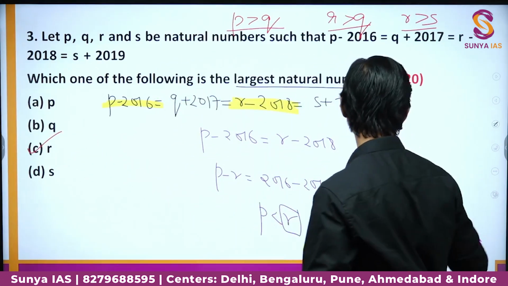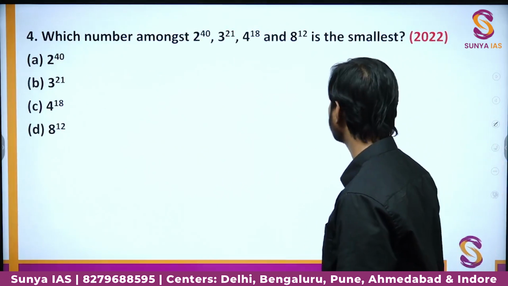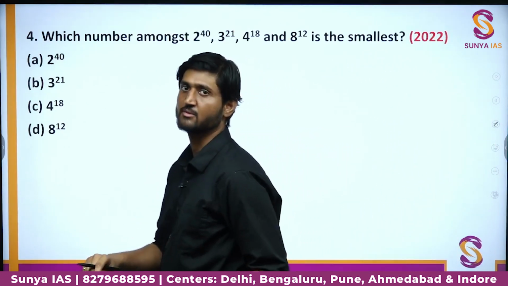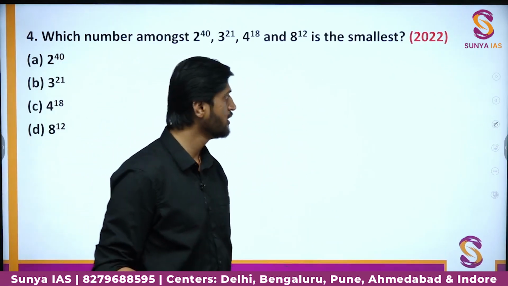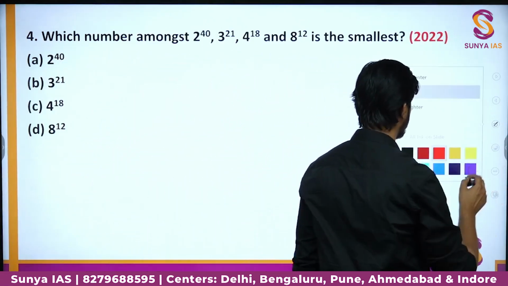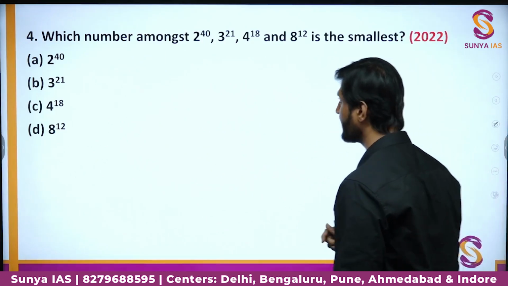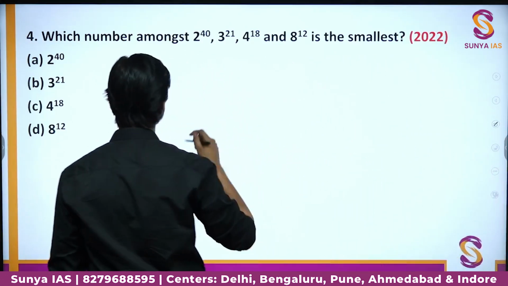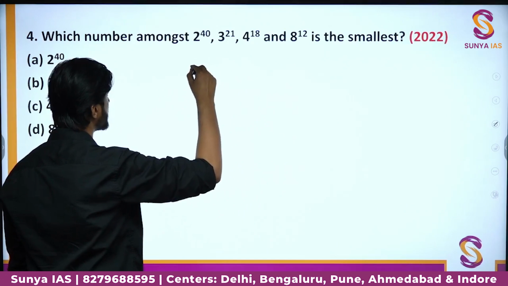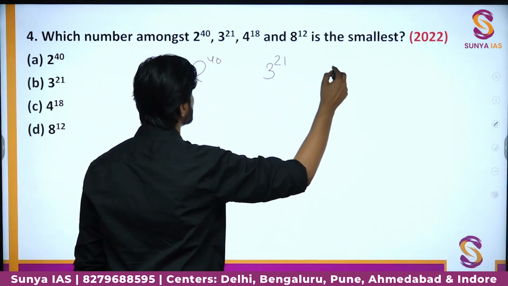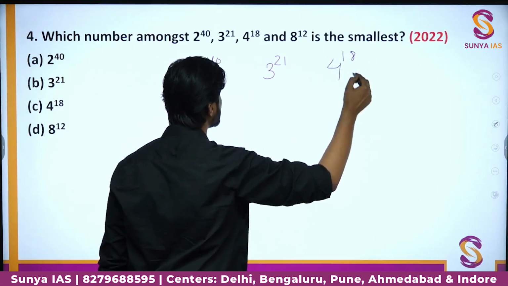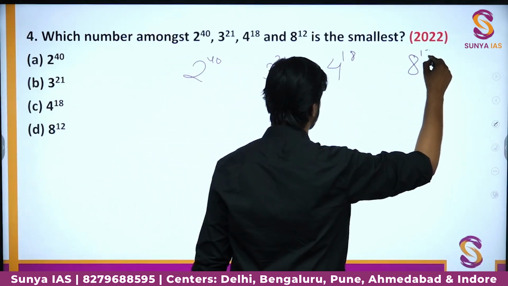So, now we will move on to a similar question where you have to find the smallest or the largest number, but this time we are having exponents. Okay. So, let us see. Here we have four numbers: one is 2 to the power of 40, then we have 3 to the power of 21, then we have 4 to the power of 18, and then we have 8 to the power of 12, right.